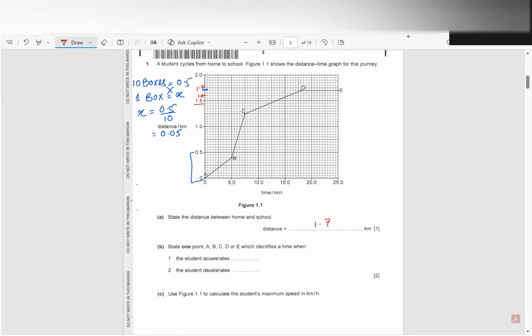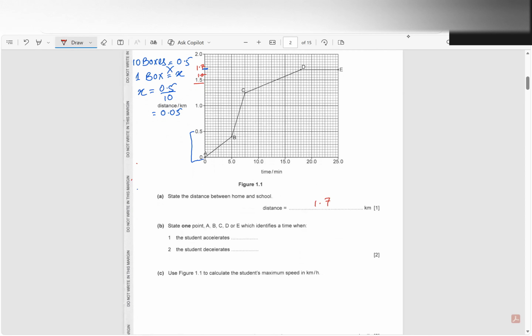Now the next part is asking us to state one point out of A, B, C, D, or E. We can see A, B, C, D, E points already marked on the graph drawing. So the question is asking, state one point out of A, B, C, D, or E, which identifies a time when the student accelerates. So how exactly are we going to work with this?